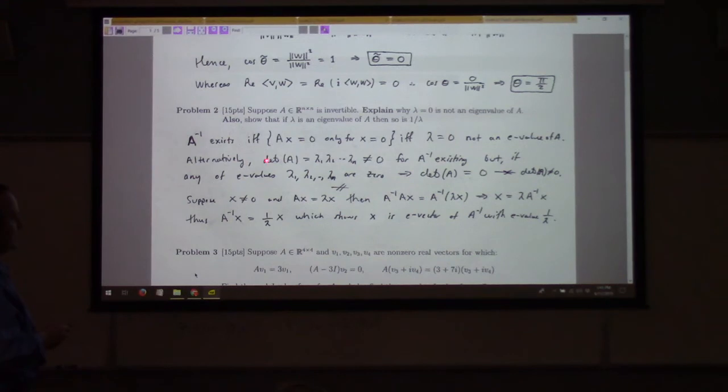Here's another way. The determinant is the product of the eigenvalues. So if A inverse exists, the determinant is non-zero, which means none of the eigenvalues can be zero. There's like a dozen different ways to argue the first sentence.